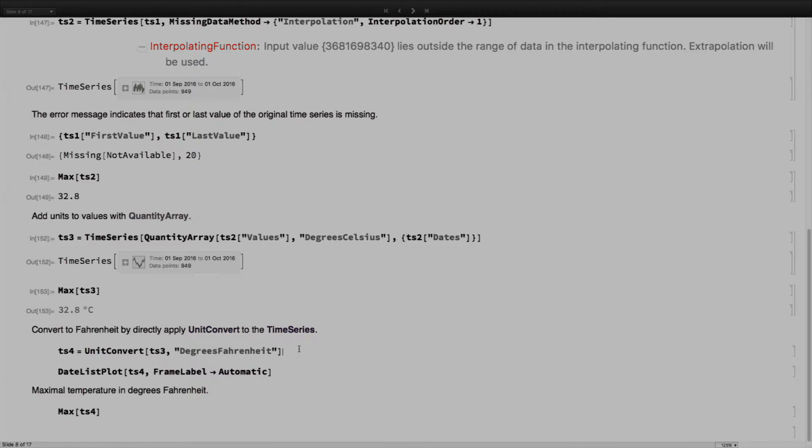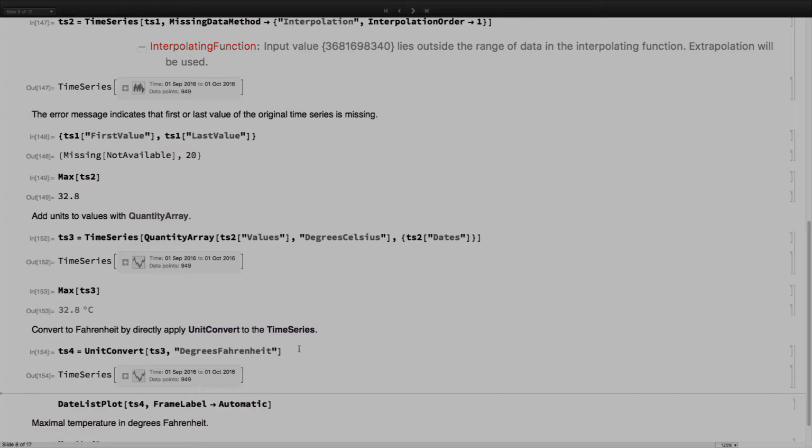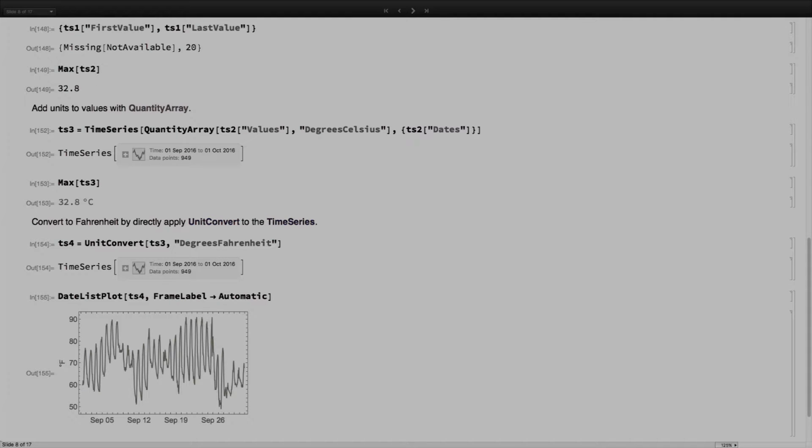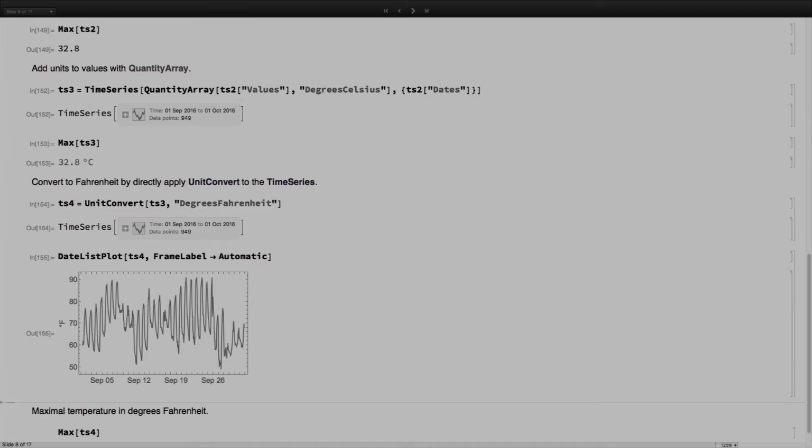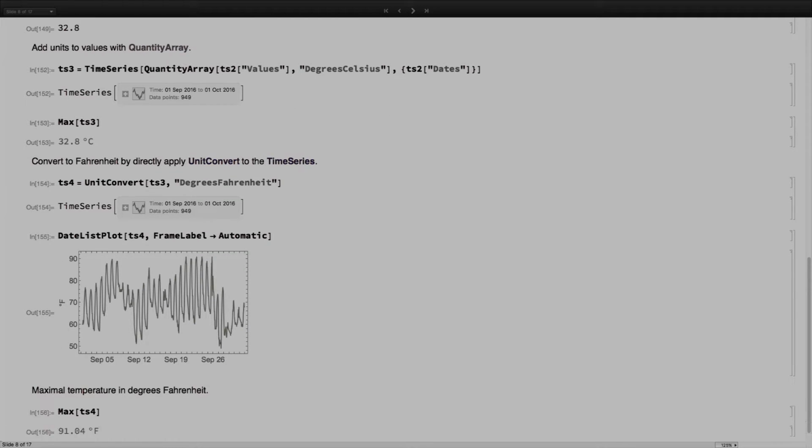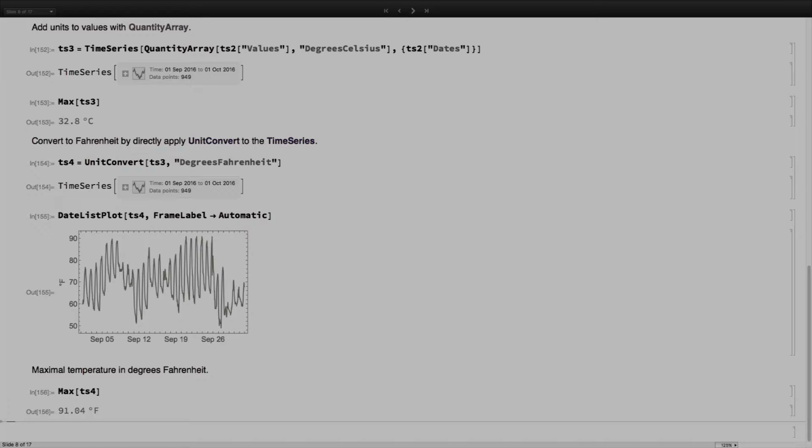For those people who do not operate in Celsius or are really prone to typos in this, like me, we can actually convert to Fahrenheit. So what I'm applying directly here is just a unit convert on the whole time series to degrees Fahrenheit, and then I can plot this, and so now the plot is filled. It has the label of the degrees, and then, if you want, we can find the maximal temperature in degrees Fahrenheit.